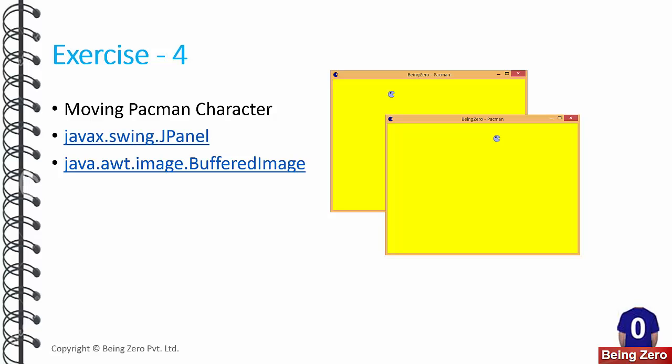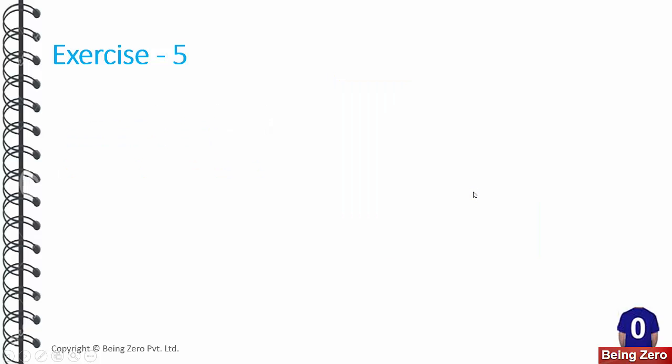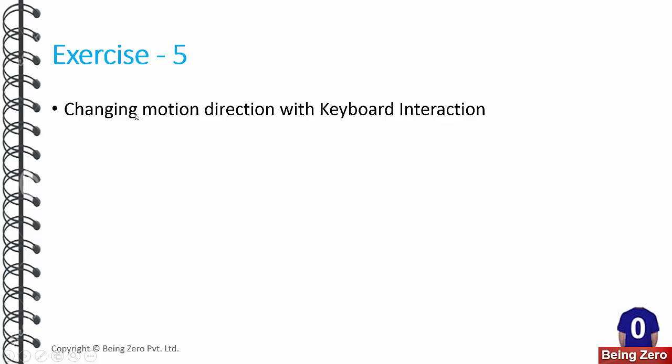So welcome to exercise 5. This is going to be the last exercise of our video series. In exercise 4 we achieved movement of the Pac-Man character in one direction. In exercise 5 what we are going to achieve is to change motion direction with keyboard interaction.